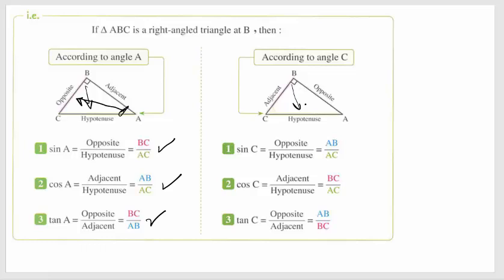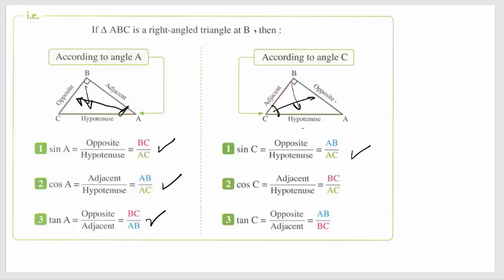So to find sine C, cosine C or tan C, we will stop at the angle C, then we will say that AB is opposite to angle C, and BC is its adjacent. So sine C is opposite, which is AB, over hypotenuse, which is AC. Cosine angle C is BC over AC, or adjacent over hypotenuse. The last one is tan C, which is opposite over adjacent, so it will be AB over BC.